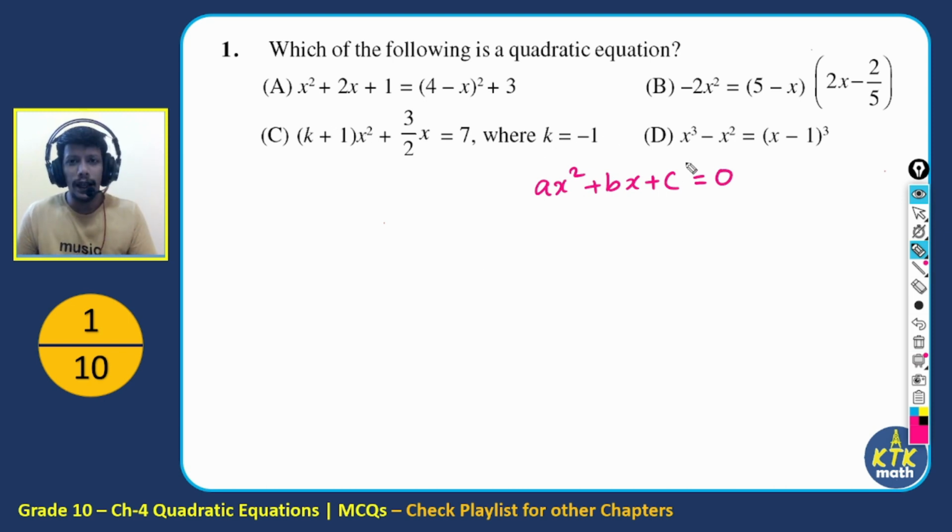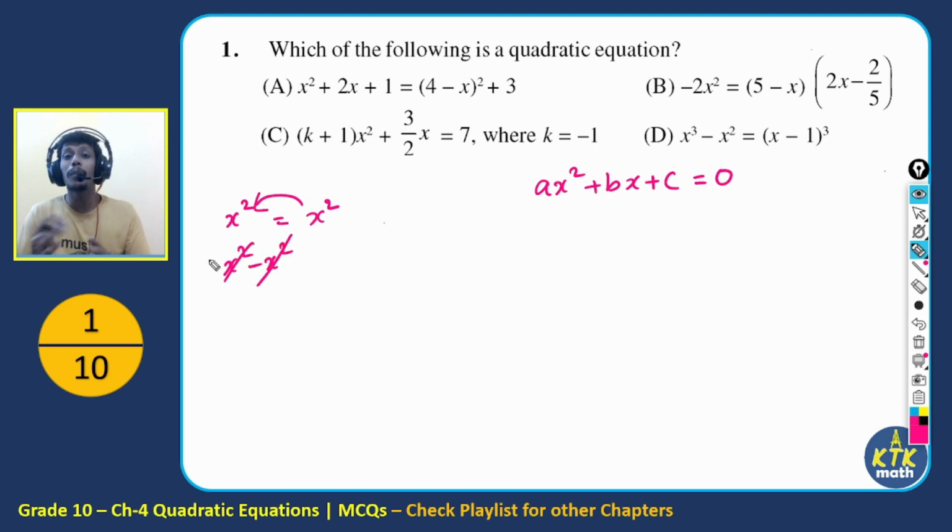Whenever you are getting x square term on either side of your equation, they will get cancelled, right? If you are getting x square on one side and another x square on the other side, when you are rearranging this to one side, definitely they will get cancelled and the equation will not be retained as a quadratic equation. Got it? So when you are observing the options, wherever you get x square terms on both sides of the equation, they are not going to be a quadratic equation because they will get cancelled. Okay, I'll explain it.